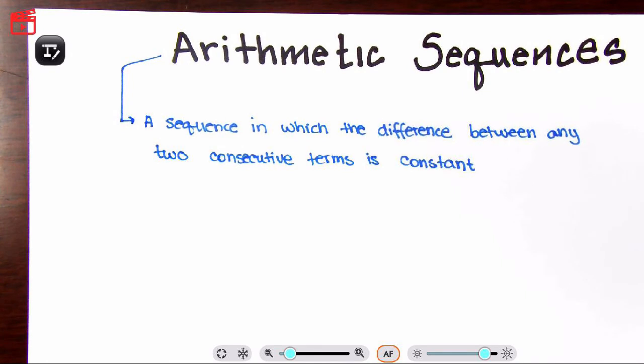Now, what is an arithmetic sequence? An arithmetic sequence is a sequence in which the difference between any two consecutive terms is a constant. Now, what the heck does that mean?